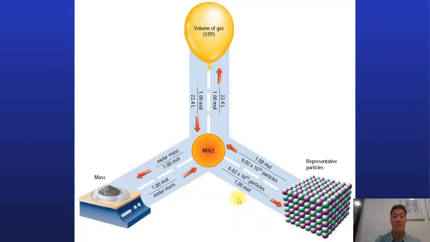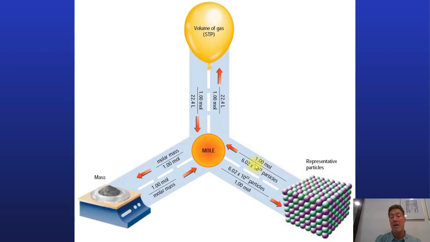Avogadro's number. All right, so again, this is another way to represent how we can go from weight, through molar mass to mole, from mole to number of particles and back, and from mole to volume of gas and back. And so we can go from particles.